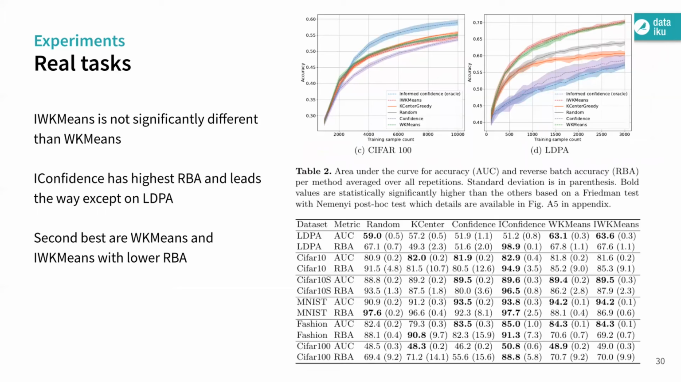Now on the real tasks, we've put the table with all the results, but I will only highlight some of them. First, we see that there is no significant difference between WK-means and IWK-means. They have really similar performances on all data sets and similar reverse batch accuracy. So same noisy sample ratio, noisy samples selected. High confidence has the highest RVA, so it still selects a few noisy samples, and it has the best score on almost all tasks, except LDPA, where it's one of the worst. So that's something under investigation. But it really surprised us, in particular on CIFAR-100, it has very good performances. And the second best, so the best one that could be used in real life, are still WK-means, IWK-means.